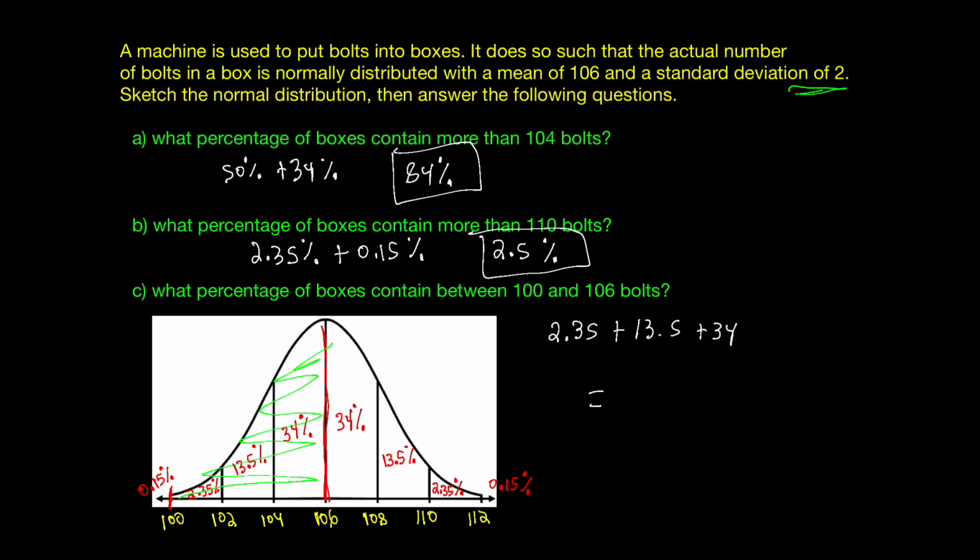And summing that up, I'm going to get a total of 49.85%. And that is the percentage of boxes that contain between 100 and 106 bolts.